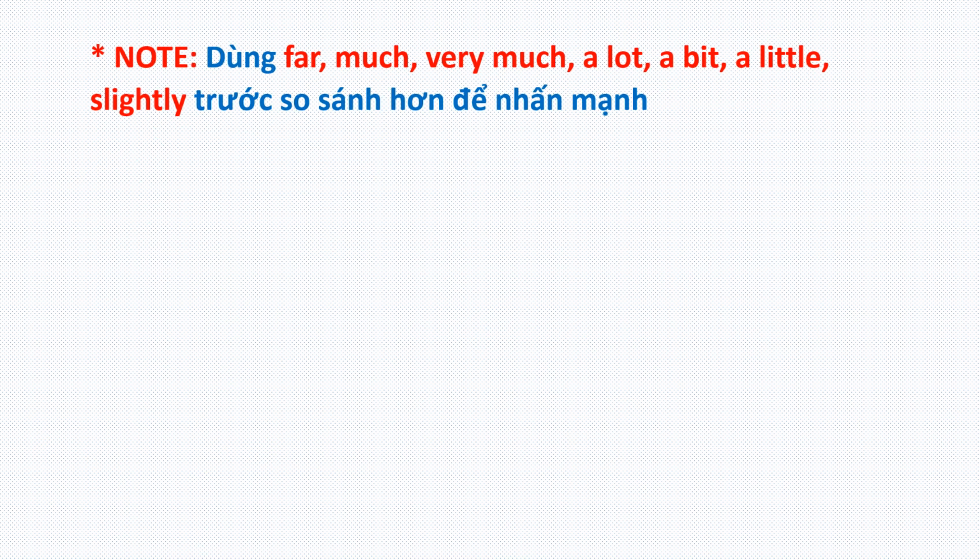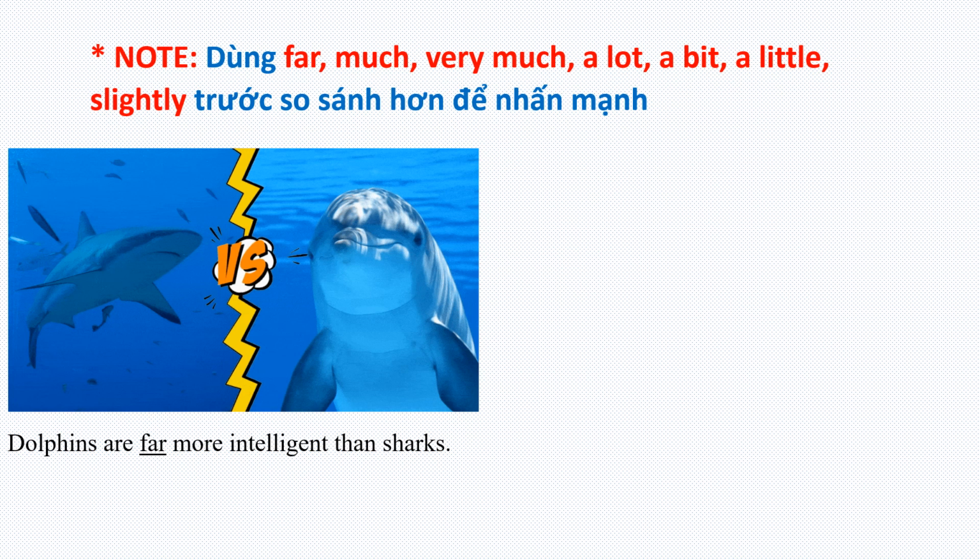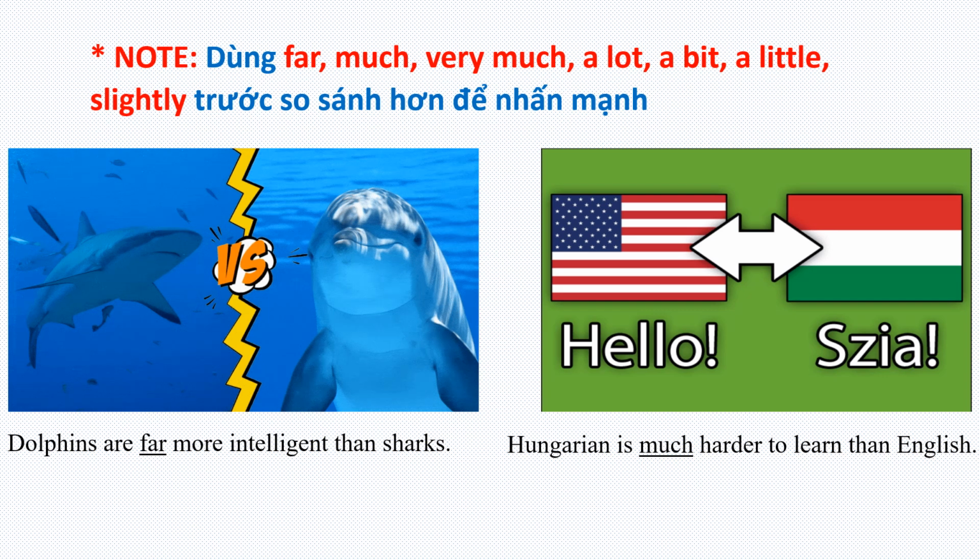We can also use words like far, much, very much, a lot, a bit, a little and slightly before the comparative form to emphasize the difference. For example, dolphins are far more intelligent than sharks. Hungarian is much harder to learn than English.